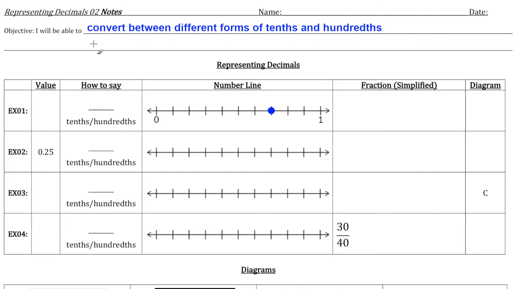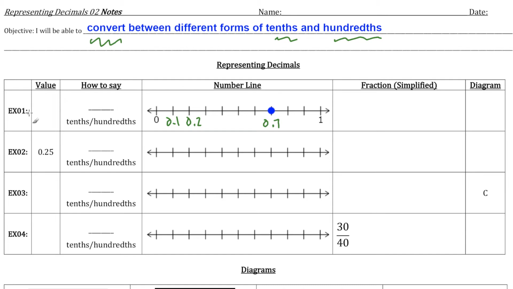In this lesson, we will convert between different representations of tenths and 1/100ths. In example 1, we can see that we have a number line that is subdivided into 1, 2, 3, 4, 5, 6, 7, 8, 9, 10 parts. That means they're broken up into tenths. So this would be 1/10, 2/10, 3/10, 4/10, 5/10, 6/10, 7/10.